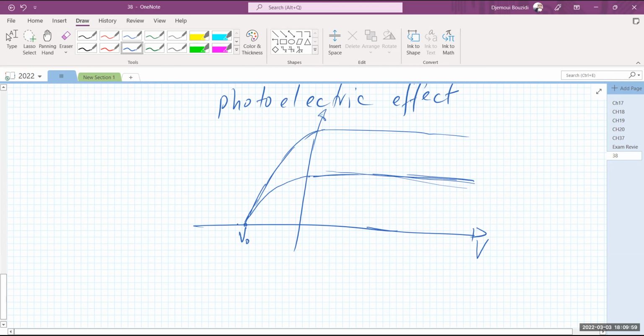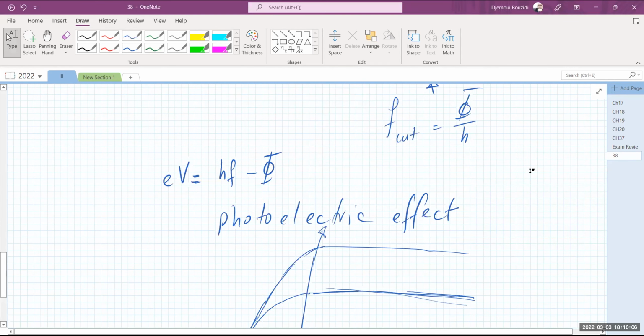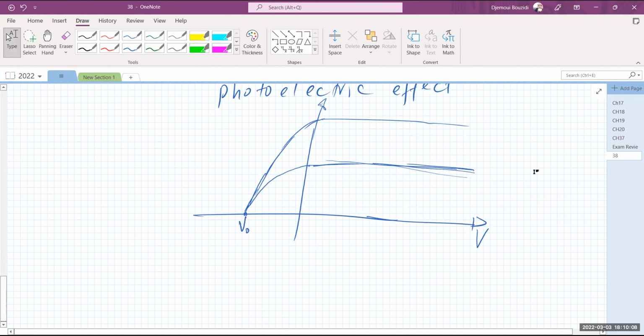So all of this was basically the ideas behind the experiment. And this is the photoelectric effect. And this is part of the next lab that we're going to be talking about. Sounds good, everybody?